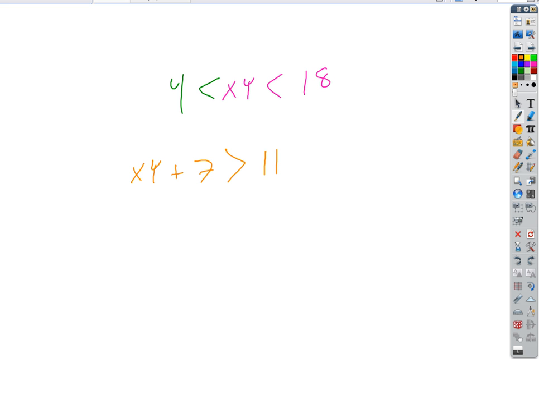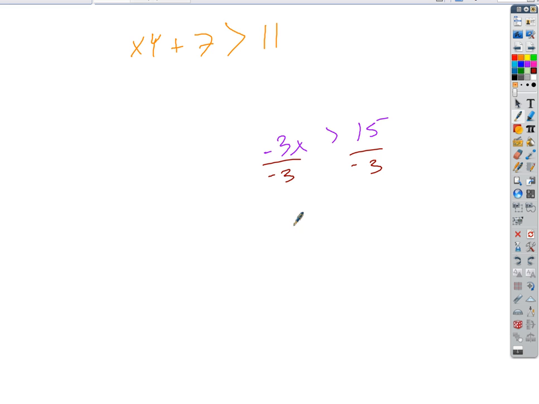Do you remember what we have to do? Take a quick example, unrelated to this problem. Let's say I've got negative 3x is greater than 15. What's the step I would do to get x by itself? What would you do with an equation if you want to get x by itself? Divide by negative 3. Okay, so if I divide both sides by negative 3, what's that going to give us on the left side?